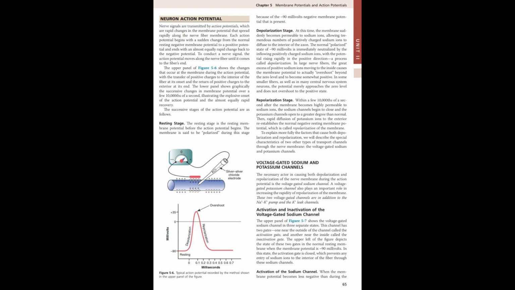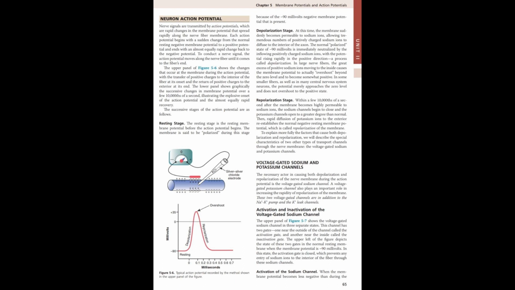Then the resting stage. The resting stage is the resting membrane potential before the action potential begins. Highlight this line. The membrane is said to be polarized during this stage because of the minus 90 millivolts negative membrane potential that is present. The next is the depolarization stage. At this time, the membrane suddenly becomes permeable to sodium ions, allowing a tremendous number of positively charged sodium ions to diffuse to the interior. The normal polarized state of minus 90 is immediately neutralized by the positively charged sodium ions, with the potential rising rapidly in the positive direction, and this process is called depolarization.